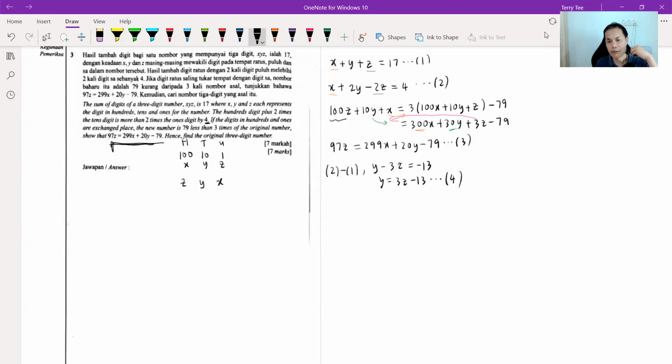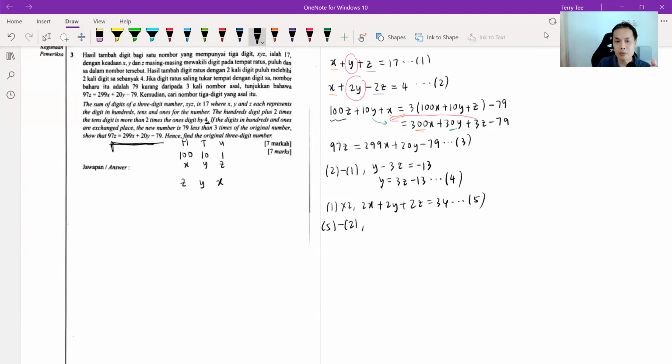So I need to get rid of x, so I got y in terms of z. Then I also need to get rid of y, so I get x in terms of z. To get rid of y, let's look at the number in front of y. This is 1y, this is 2y. So maybe I take equation 1 times 2. So 2x, 2y, 2z is now 34. Call this equation 5. Then I will take equation 5 minus equation 2.